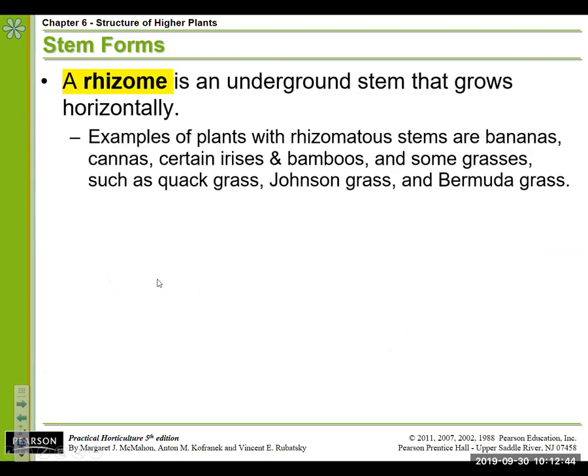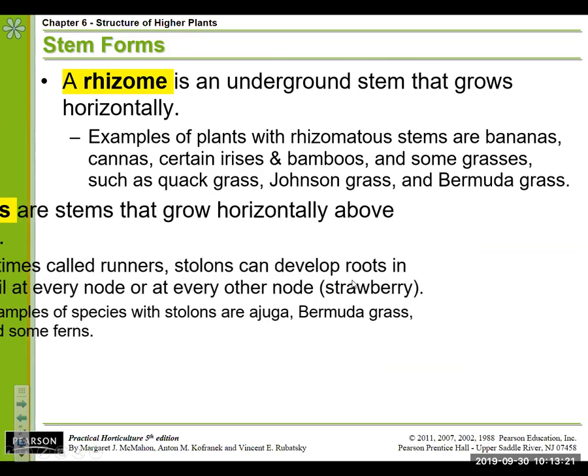Let's look at a few different types of stems here. First, we have a rhizome. Many people think of rhizomes as roots, but it's actually just an underground horizontally growing stem. We use these rhizomes as a way to propagate plants, because if you separate a rhizome, as long as it has a budding section on it, it will develop into a new plant. Bananas, canna lilies, irises, and bamboos are examples of plants that reproduce through these rhizomes.